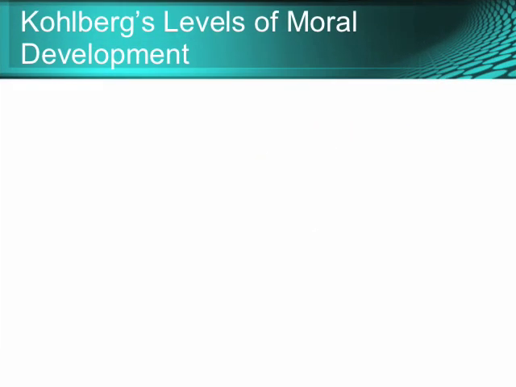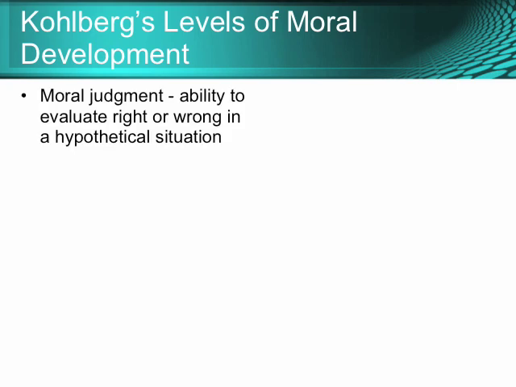Next, we'd like to explore briefly the work of Lawrence Kohlberg, who is known for his levels of moral development. He said that the concept of moral judgment is the ability to evaluate right or wrong in a hypothetical situation. So he evaluated levels of moral development with these sort of hypothetical dilemmas, problems that he asked individuals to respond to.